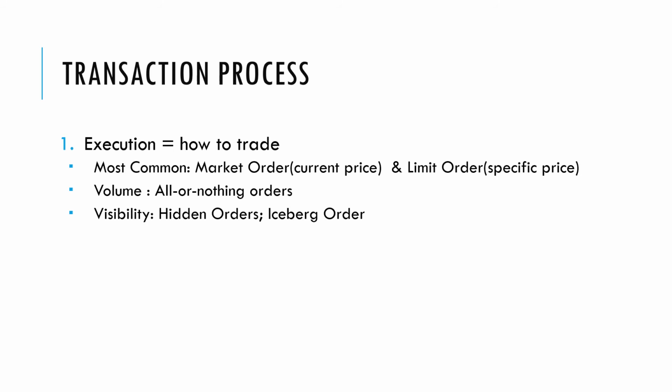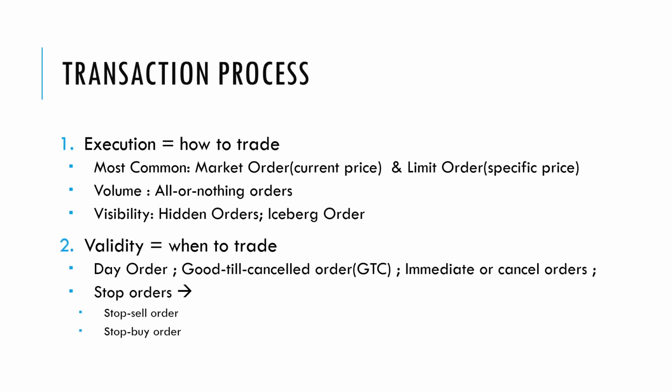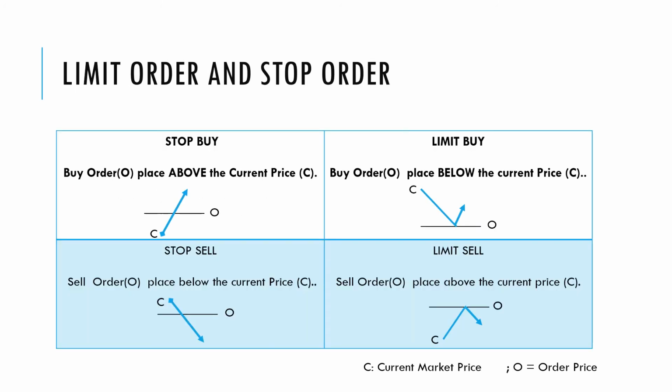All or nothing order does not allow partial fulfilling of the trade. Hidden orders are orders not to be perceived, while iceberg order allows partial disclosure of the trade. A trade could last one day and is known as a day order. Good till cancelled order is a trade that continues until it is completed or cancelled. Stop order is also triggered by share price.